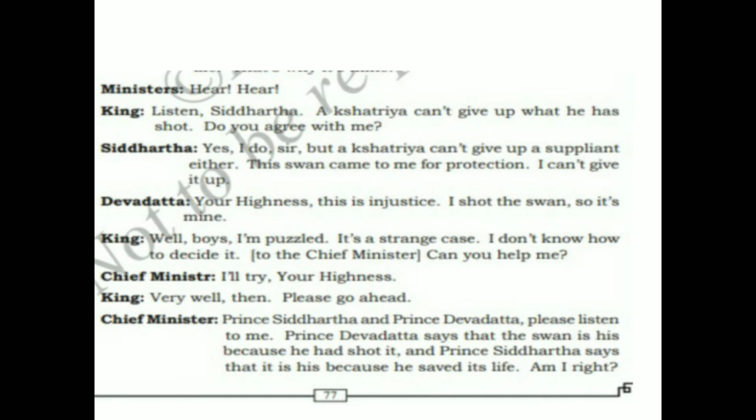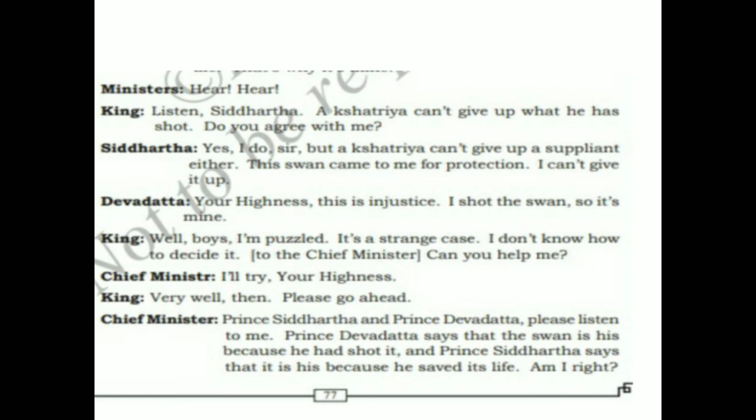So the king is telling, I am really confused and surprised to see such a matter in the kingdom. It's a strange case, very different. I don't know how to decide it. I don't know what to do. He's telling the ministers, chief minister, can you help me? Anybody can help me. I don't know how to give justice.